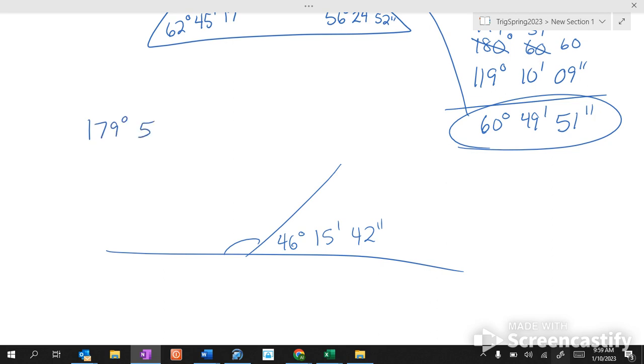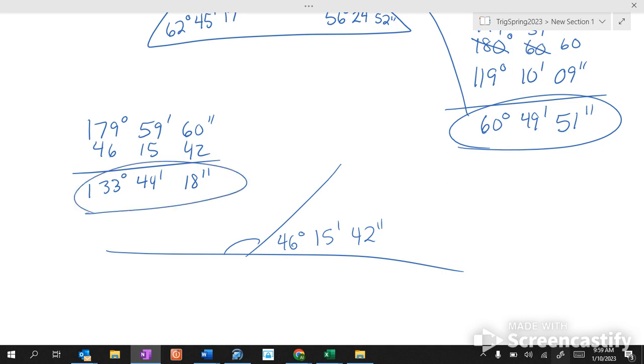But instead of taking 180 minus it, I should take 179, 59, and 60. And subtract 46, 15, 42. And I get 18 seconds, 44 minutes, 133 degrees. That's that angle. Okay? Can you work with degrees, minutes, seconds? Okay. So, I'll give you 20, 25 minutes and we can work on degrees, minutes, seconds.